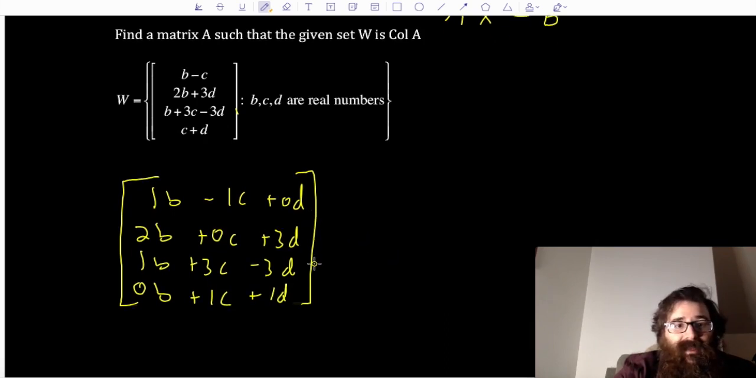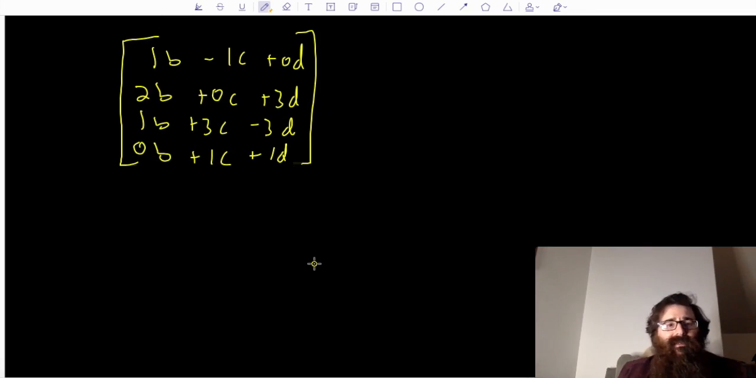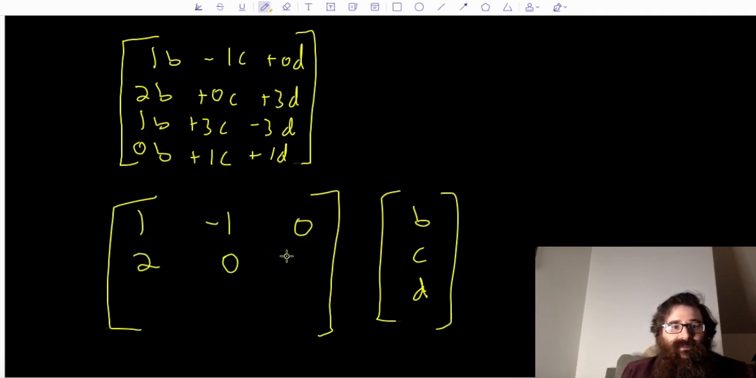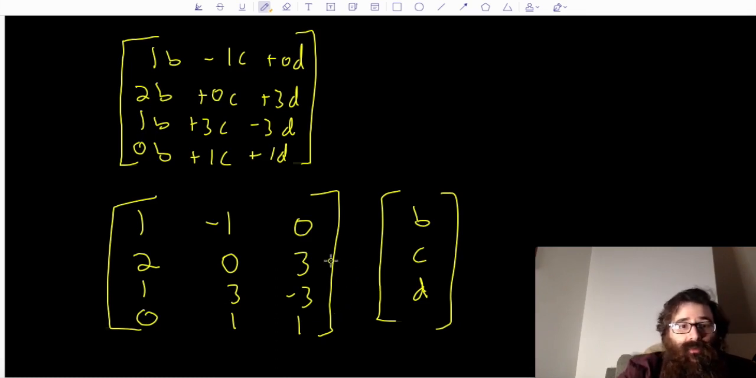But from this I can now think about building this into matrix multiplication. I want a matrix A times some vector with entries B, C, and D. Well, I can do this now. If I ignore the B, C, and D and the operations, I'm staring at what that coefficient matrix should be. It's 1B minus 1C, 0D, so I write the coefficients: 1, negative 1, 0. For the next row, it should be 2B, 0C, 3D. For the next row, 1B, 3C, minus 3D. And for the last row, 0B, 1C, 1D. So this is what we're looking at when we write this.